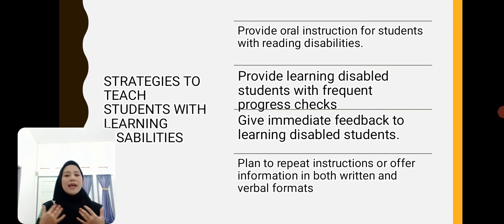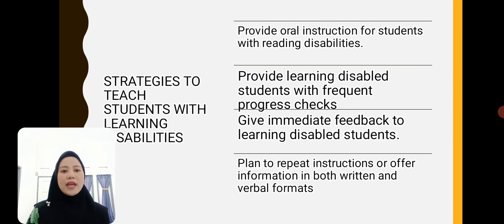Well, we as teachers can let them know how well they are progressing towards an individual or class goal. The third strategy that we can use is give immediate feedback to learning disabled students. Why? Because students with learning disabilities need to see quickly the relationship between what was taught and what was learned. So we as teachers can give immediate feedback to them.